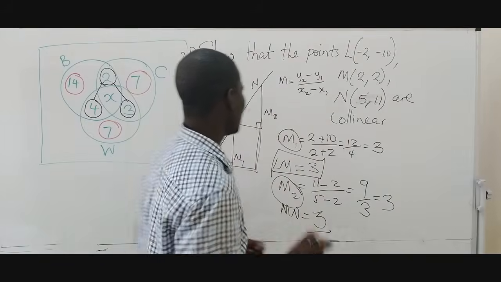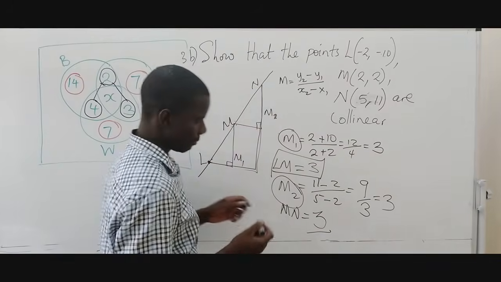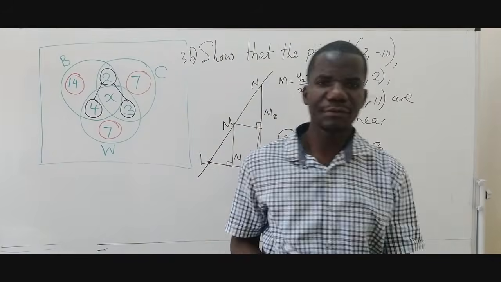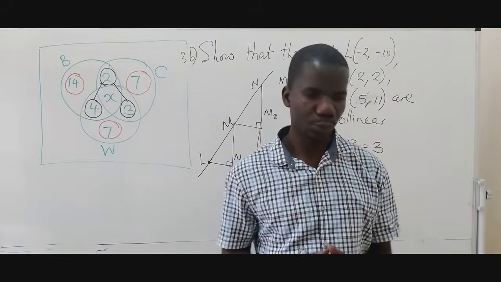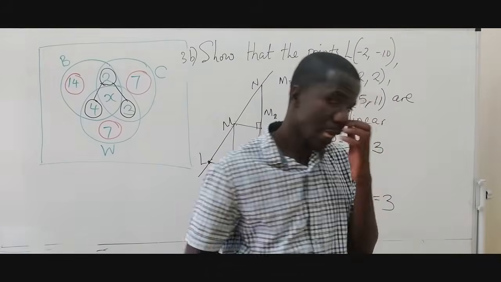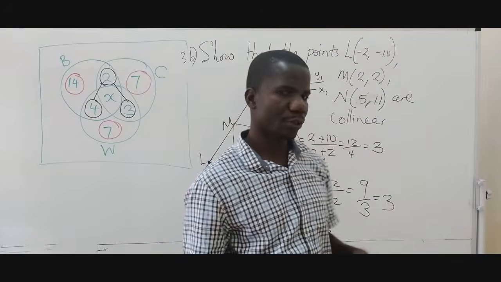If you want, again, you can find the gradient from here to be the same thing. But we can also use vectors to come up with a conclusion that the 3 points are collinear, meaning they are on the same line. Okay, we can also use such a thing.